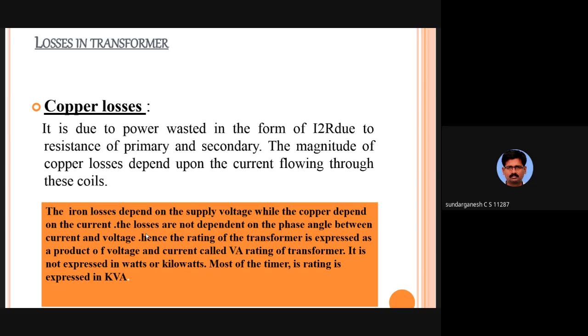Since losses are not dependent upon the phase angle, transformers are always rated in kVA. The rating of a transformer is expressed as a product of voltage and current. It is called the VA rating of the transformer. Since it is expressed in kilo, it is kVA. Most of the time, the transformer is rated in kVA only. So if you want to buy a transformer, you have to tell how many kVA you need for your application. VA means a small transformer; kVA means a high range transformer.